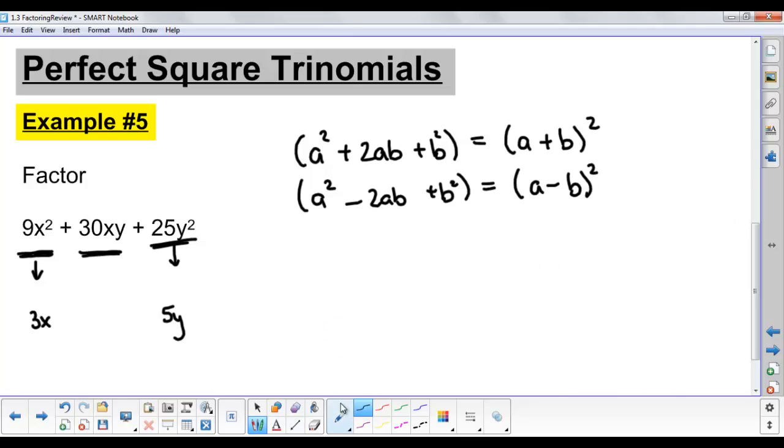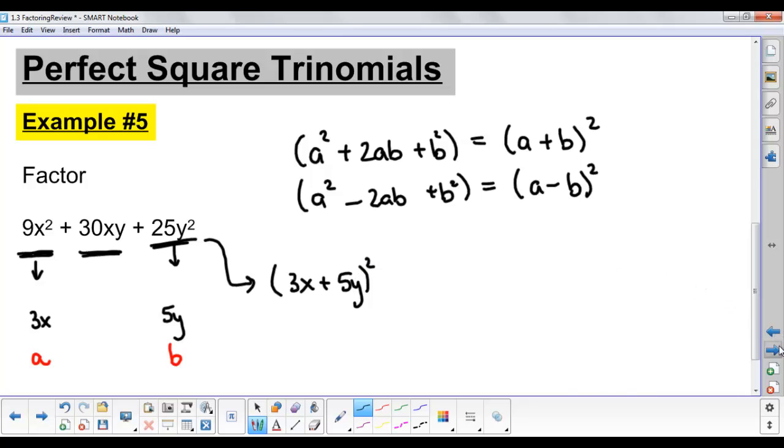Okay, so looking back at our example, when you square root the first term, that's going to be our a, and when you square root the last term, that's going to be our b term. So, 9x squared plus 30xy plus 25y squared will factor into a plus b and the entire thing squared.